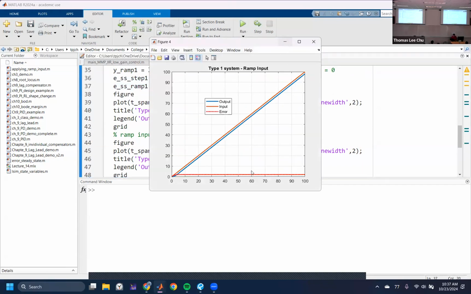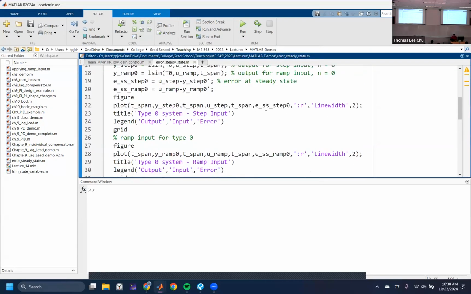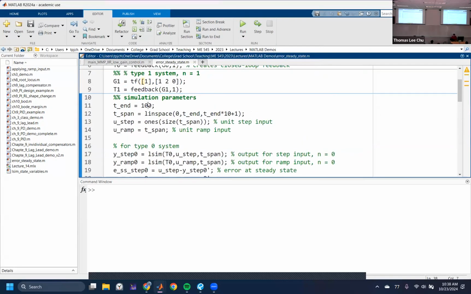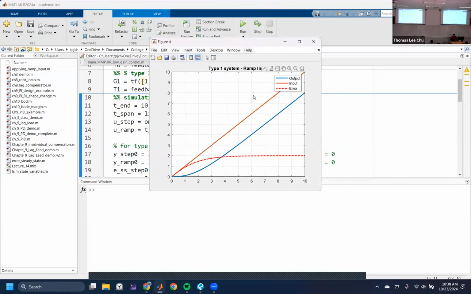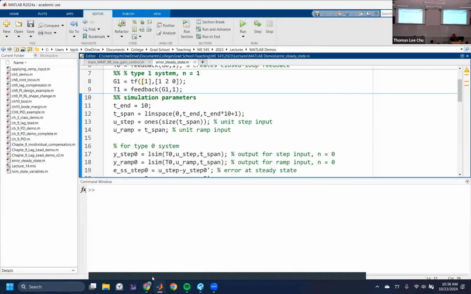There you go. Now you can see that error is constant and our lines are parallel. Our output and input lines are parallel, meaning we have steady constant error. There you go. So I'll upload this code.